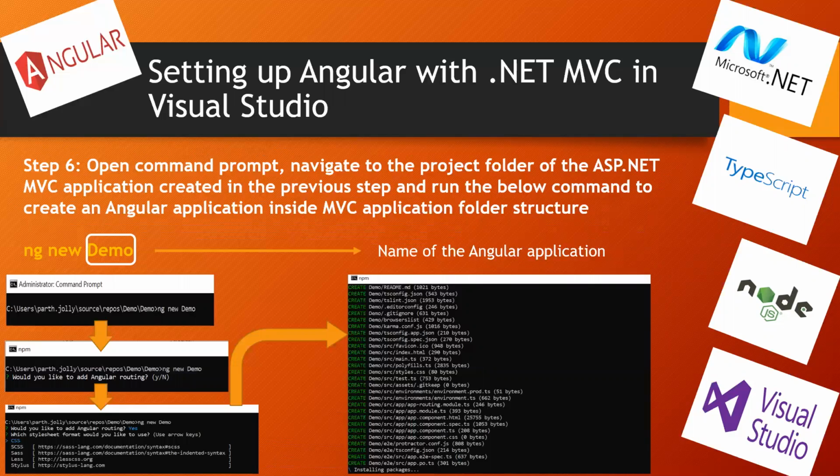Then we'll open the command prompt. We'll navigate to the project folder of the ASP.NET MVC application, which was created in the previous step, and we'll run the below command to create an Angular application inside our MVC application folder structure. We use this command: ng new demo. It will ask you, would you like to add Angular routing? You say yes if you want to include routing. Then it will ask you what type of style sheet format you would use. Here I've used CSS. And then on the right side, you can see it will install all the predefined files for you.